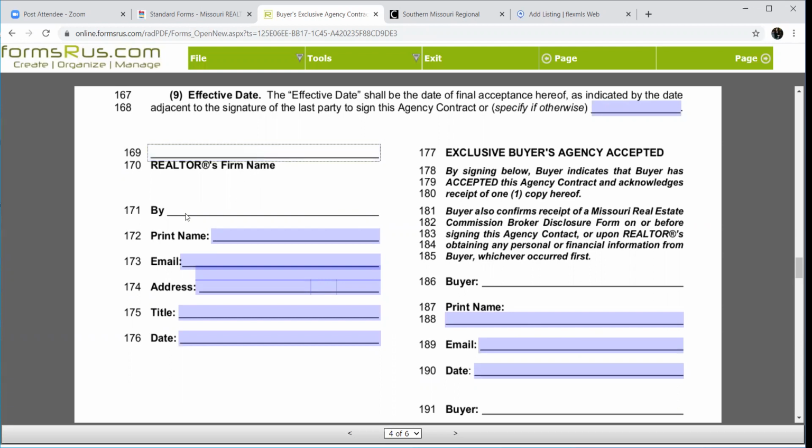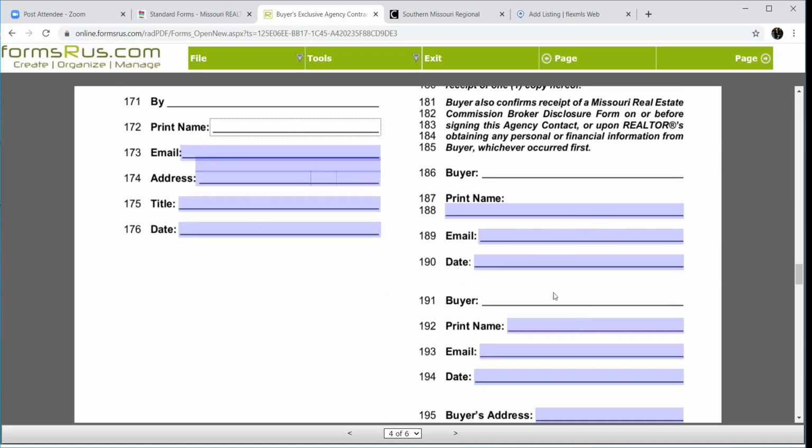Keller Williams goes here, your signature, your name, and the date will obviously be with your signature. I don't care about your email. I don't care about your address. I certainly don't care what you call yourself. Same thing with the buyer over here.